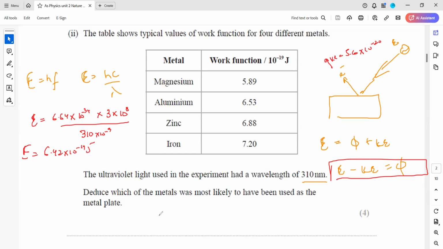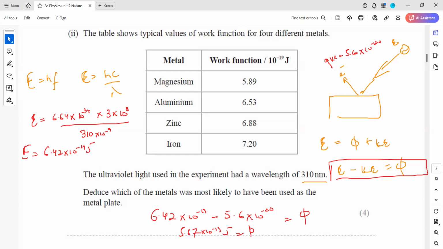So the energy of the incident photon is 6.4 × 10^-19 J minus the kinetic energy of the photoelectron, which is 5.6 × 10^-20 J. This will give us the work function. When we simplify this, subtracting the two values, you will get 5.87 × 10^-19 joules.